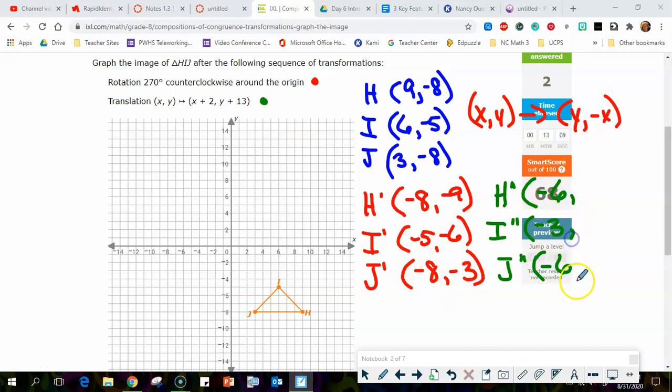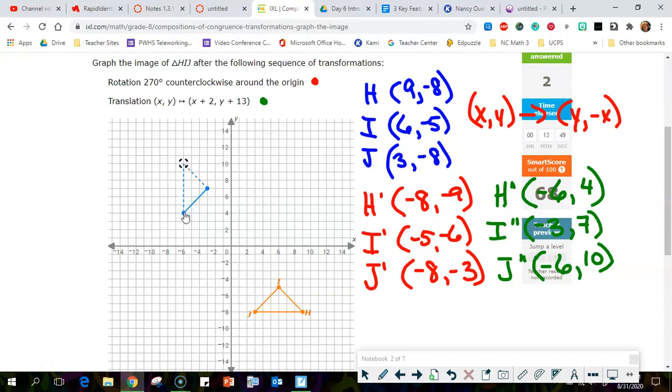And then I'm going to add 13 to all of the y's. So -9 plus 13 is 4. -6 plus 13 is 7. And -3 plus 13 is 10. So this one is the one I want to graph, because that's after the second translation. -6, 4. -3, 7. And -6, 10.